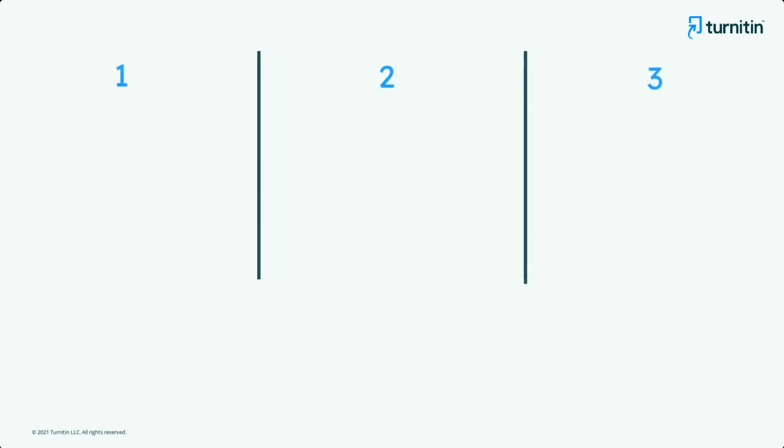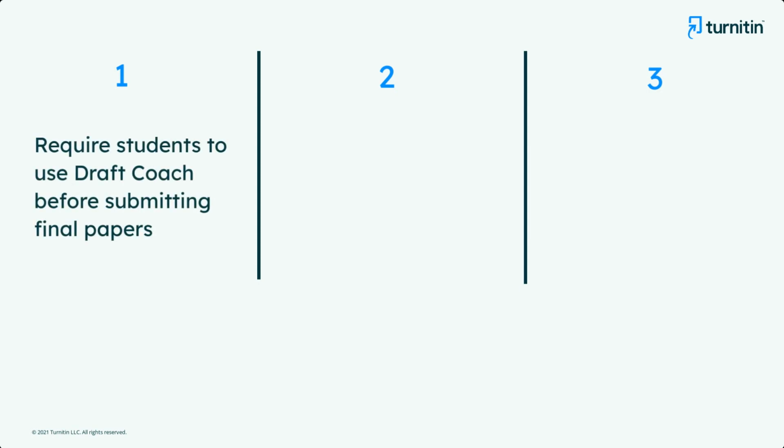She imagines a few ways to use Draft Coach in her classroom. She could require students to use Draft Coach before submitting assignments for final evaluation. And in terms of assignments, she could have them use it for lower stakes assignments like summaries or book reviews, or larger, more high stakes assignments like research papers or essays. Really, it would be beneficial for any assignment requiring the use of sources and citations.